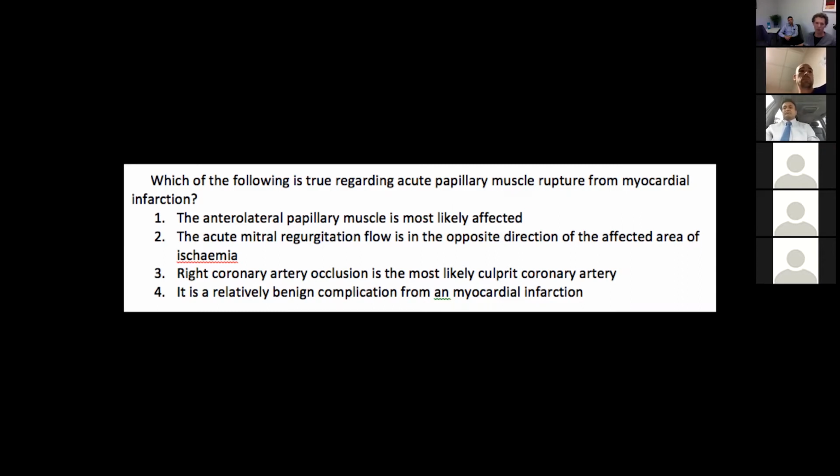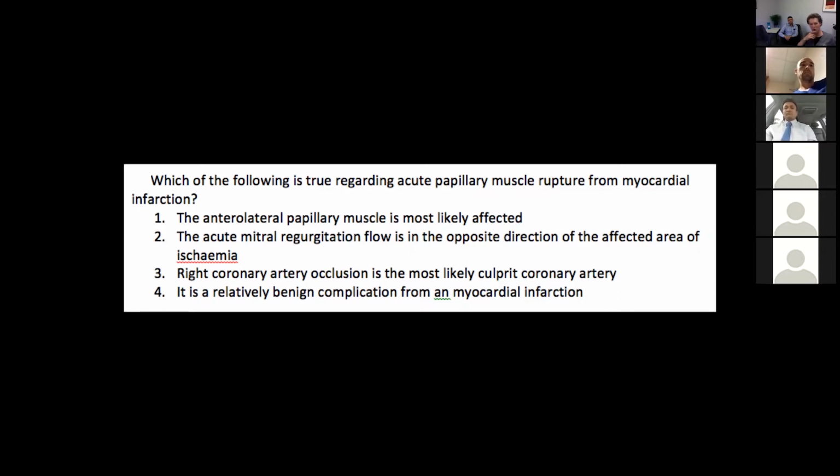Whilst we've got you on, we're talking about acute papillary muscle rupture from MI. Which of the following is true? 1, the anterolateral papillary muscle is most likely affected. 2, acute MR flows in the opposite direction to the area affected by ischemia. 3, right coronary occlusion is the most likely culprit coronary artery for an acute papillary muscle rupture. And 4, it is a relatively benign complication from an infarct. Most likely 3.